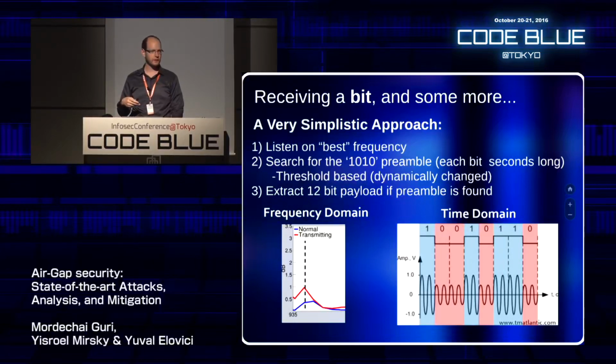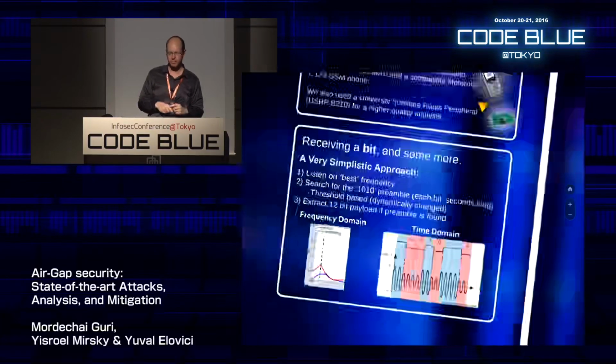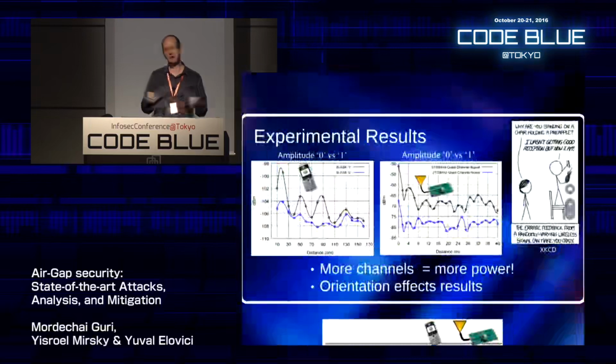To receive these GSM transmissions, all you've got to do is listen on the best frequency, i.e. the frequency that fluctuates the least. And we look for the preamble. If we see a preamble, then we say, okay, this is probably a frame. And then we extract the payload.